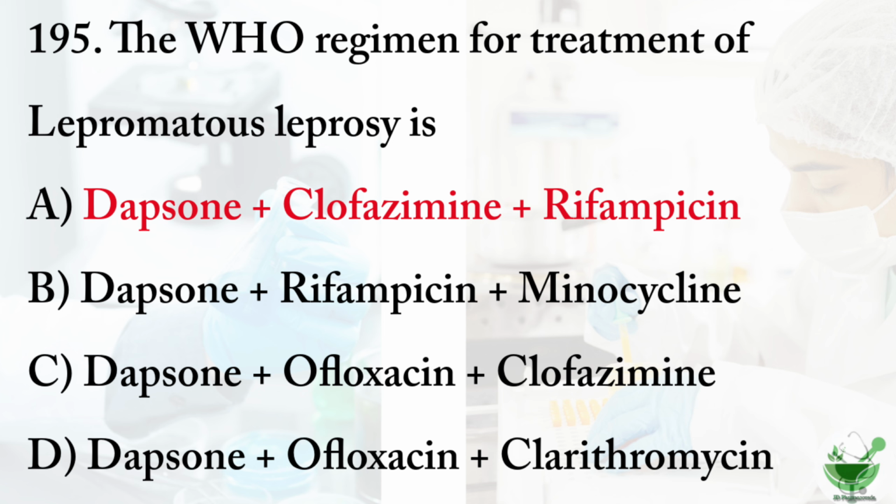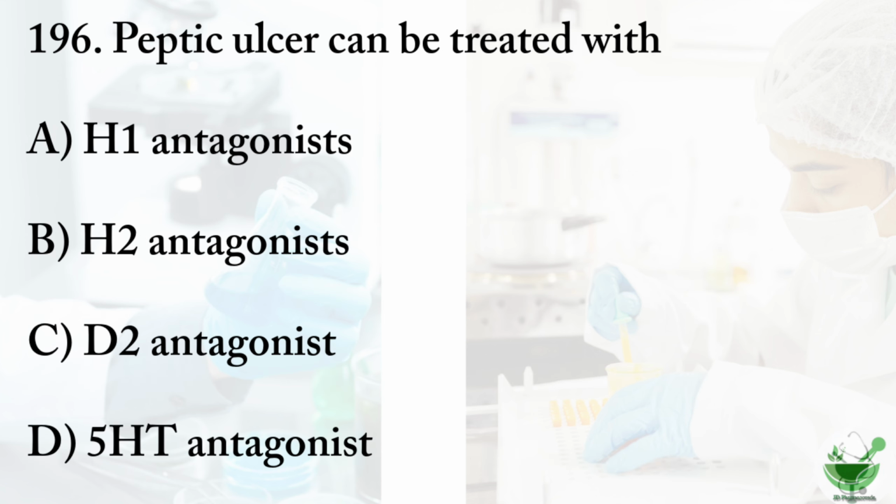Then question number 196. Peptic ulcer can be treated with. The options are option A, H1 antagonist, option B, H2 antagonist, option C, D2 antagonist, and option D, 5-HT antagonist. So the right option is option B, H2 antagonist. So H2 blockers like ranitidine, famotidine, roxatidine, and similar drugs.